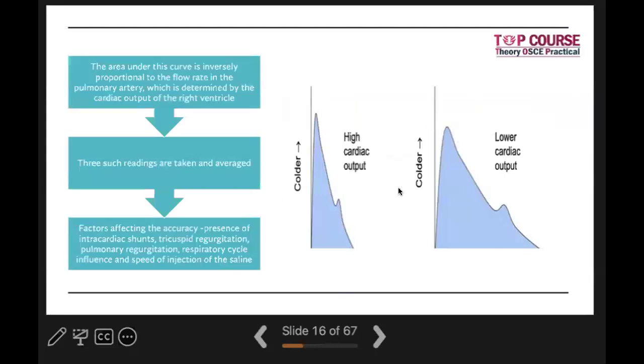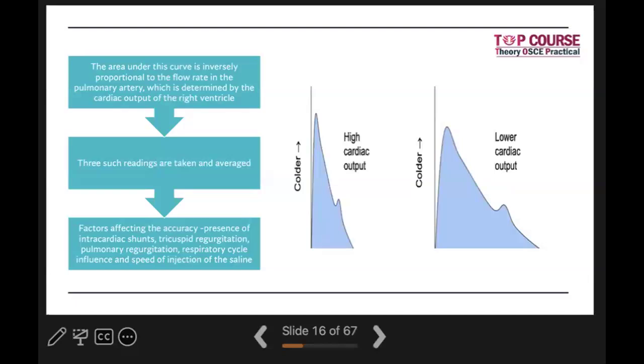So the area under the curve is the factor used to derive the cardiac output. The area under the curve is inversely proportional to the flow rate in the pulmonary artery. You can see here, whenever the cardiac output is high, the area under the curve narrows. Whenever the cardiac output is low, the area under the curve increases. So it is inversely proportional to the blood flow, which in turn derives the cardiac output using the equations. When you inject the cold saline, 3 such readings are averaged, and finally a cardiac output value is reflected on the monitor.